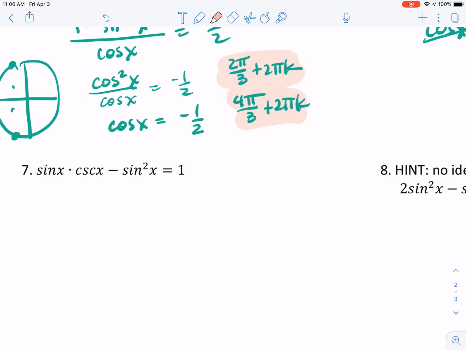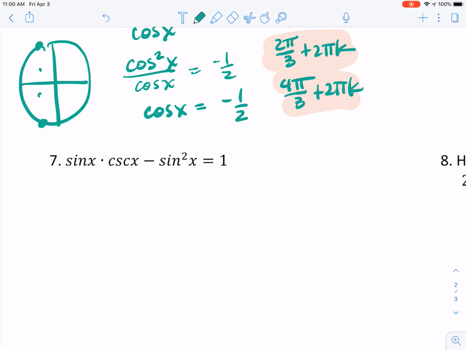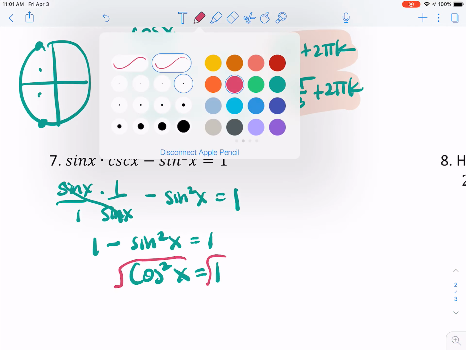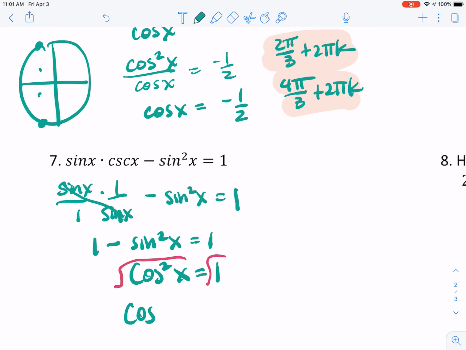Okay, only 2 more problems. Here we go to simplifying again. So this is sine x times 1 over sine x, and that's over 1 minus sine squared x, and where does that equal? 1. These cancel, so we get 1 minus sine squared x equals 1. Well, we know that's cosine squared x. Okay, this one's kind of different because we have a cosine squared. In order to solve that, you have to square root both sides. And when you introduce a square root, you have to put the plus or minus. The square root of cosine squared is just cosine, but it's going to equal plus or minus, and the square root of 1 is 1.